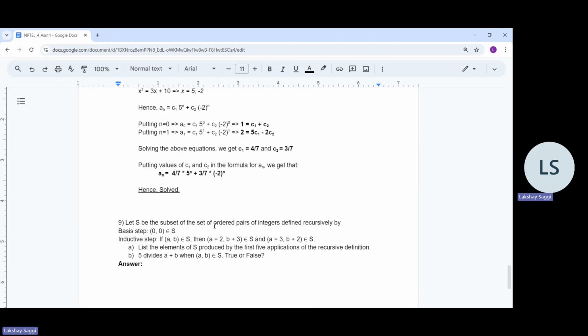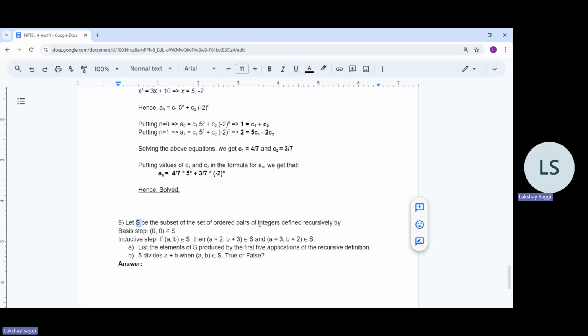But in this question, we do not have numbers, but rather we have a set, and this set grows recursively. The question is quite simple, but I wanted you to understand the power of recursion. Recursion is not just limited to numbers, it can also be applied to sets and so on. So let S be a subset of the set of ordered pairs of integers, defined recursively. So S consists of some ordered pairs of integers.